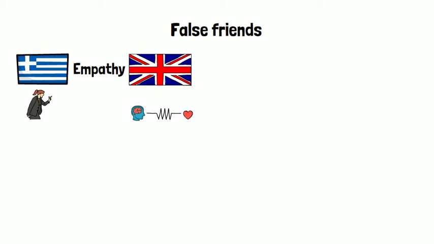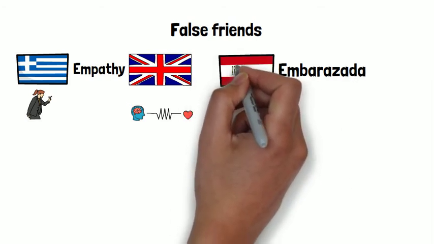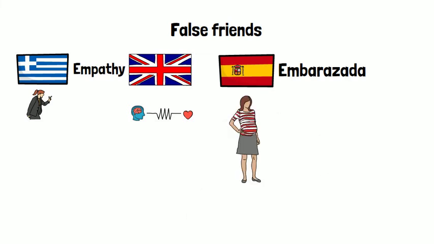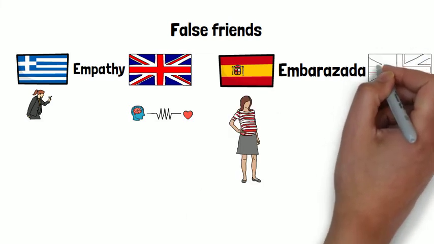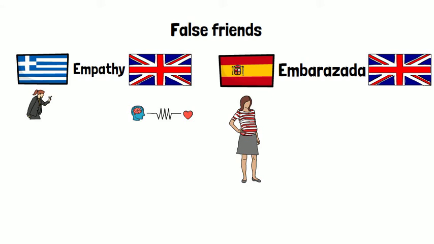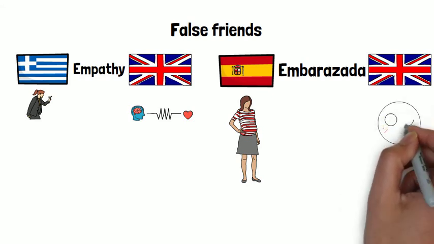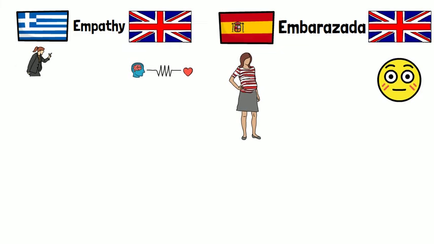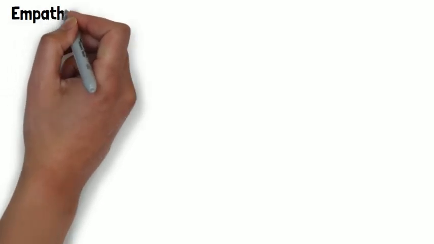Another common example is the word embarazada. In Spanish, the word embarazada means pregnant. If, however, your first language is English and you came across this word in a Spanish text, your first thought would probably be, I know this word, it means embarrassed, which of course would be wrong. Now to get back to the word empathia. How did that happen? How did this word come to have a completely different meaning in Greek and in English?